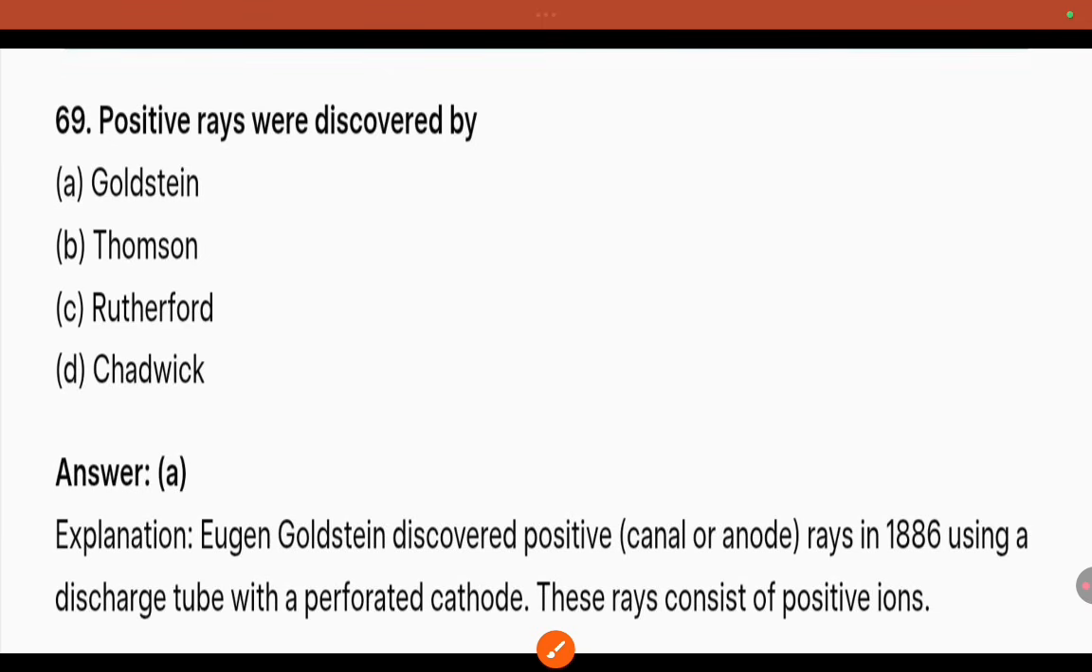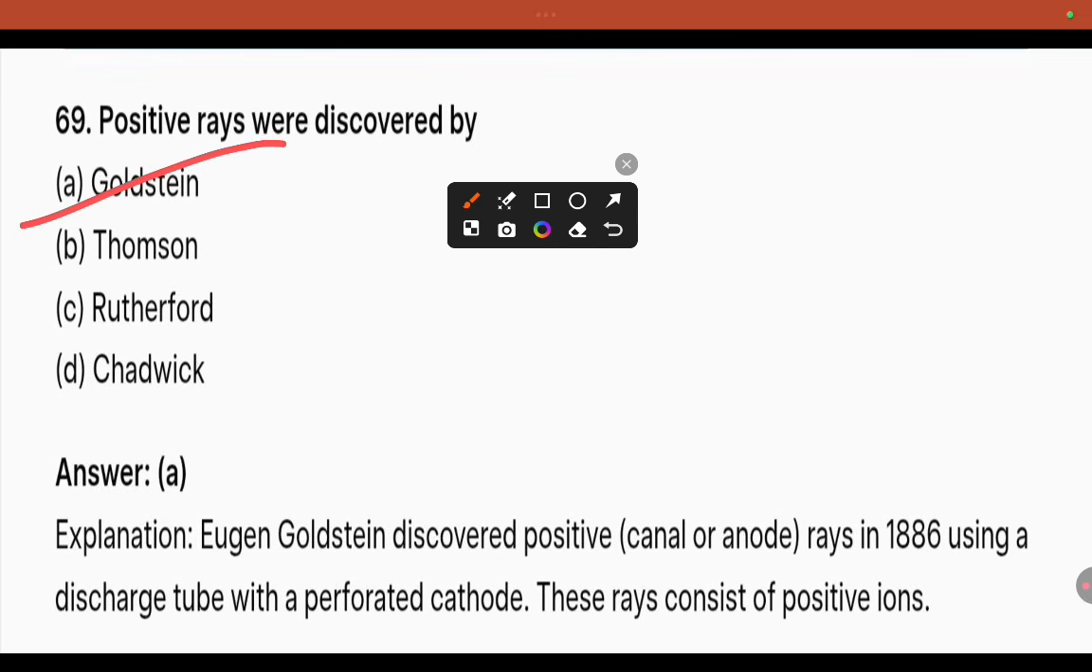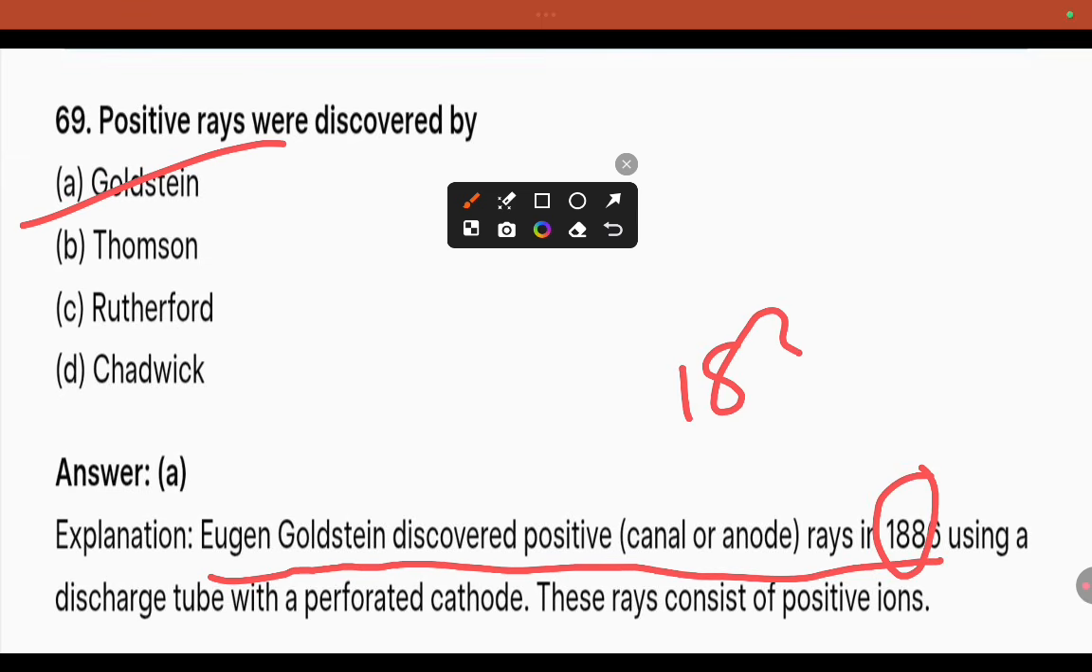Positive rays, that is anode rays, were discovered by Goldstein. Eugen Goldstein discovered positive rays in 1886. 1932, that is about the neutron. Using a discharge tube with a perforated cathode, the rays consist of positive particles, that is about the proton.